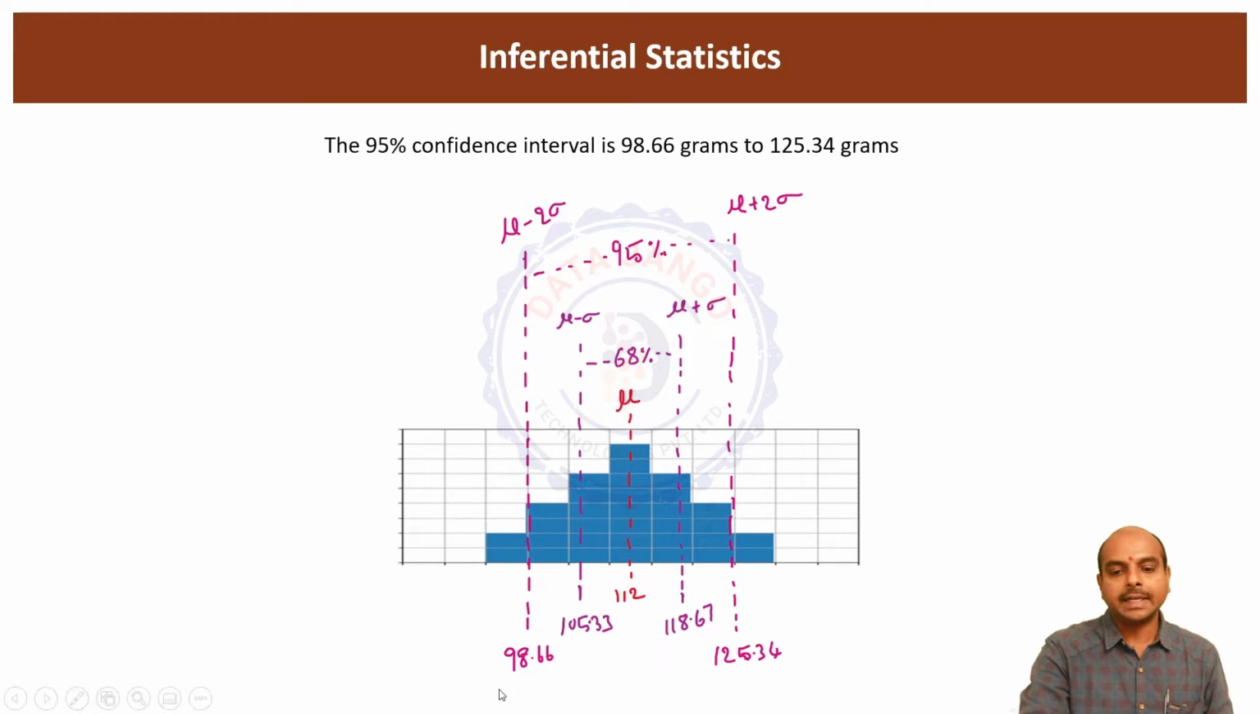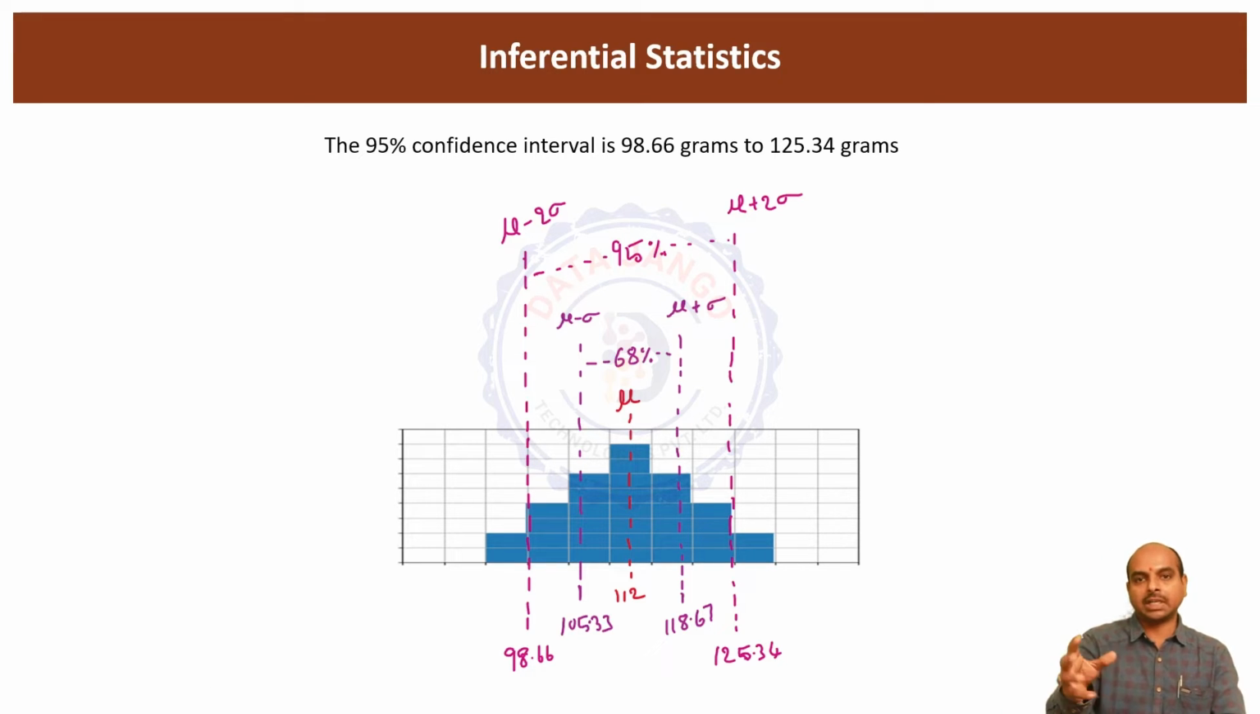And 98.66 and 125.34 are two standard deviations away. That means for 95% of the samples you chose, the 36 apples, the means are going to be between 98 and 125.